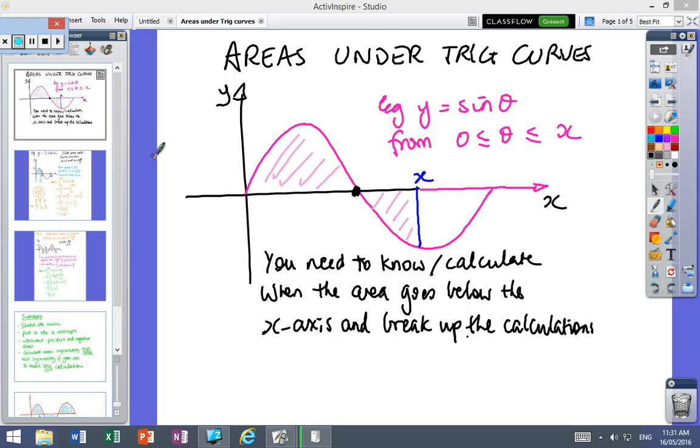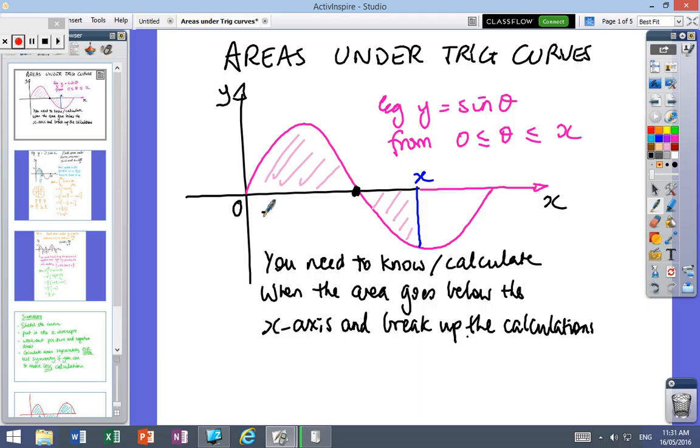Okay, so we're looking at areas under trigonometry, under trig curves, and it's a continuation of trigonometry and going back to the calculus or integration that you've been doing this year. So if I want to get an area under, for instance, y equals sine theta from 0 to x, okay, so 0 is back here.